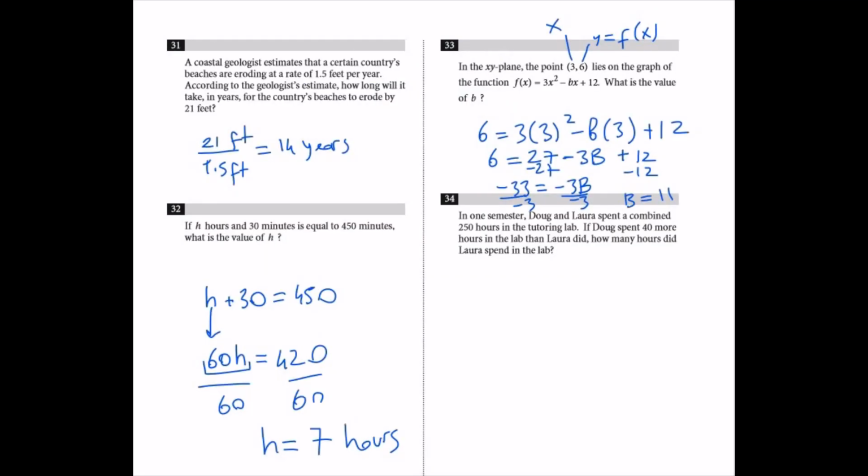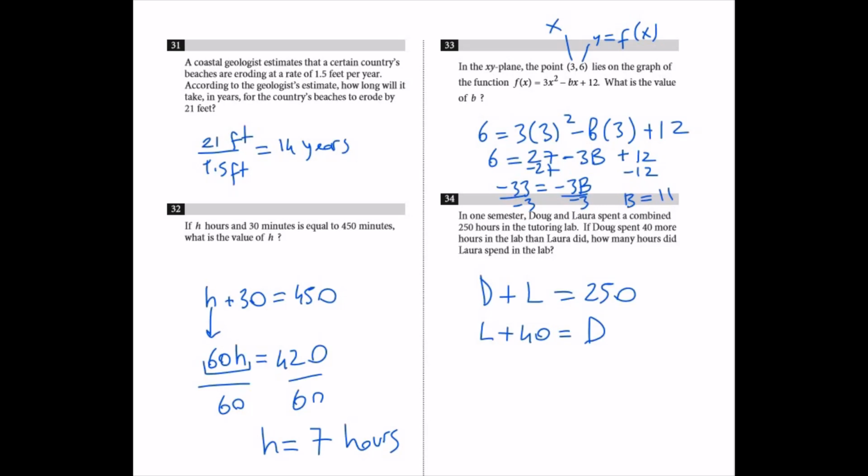Question number 34. In one semester, Doug and Laura spent a combined 250 hours. So Doug plus Laura spent a combined 250 hours. If Doug spent 40 more hours in the lab than Laura, then how many hours did Laura spend in the lab? Since Doug spent 40 more hours in the lab than Laura, then Laura plus 40 hours is equal to Doug, because Doug spent 40 more hours. To balance this equation, I need to put 40 more hours onto Laura's side.